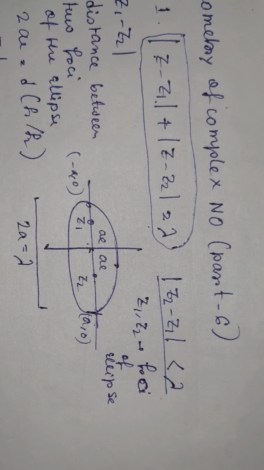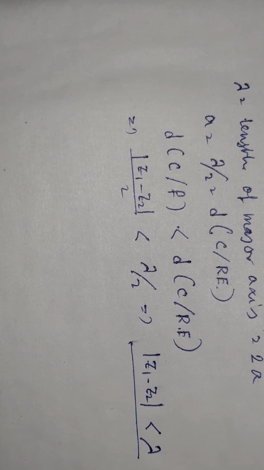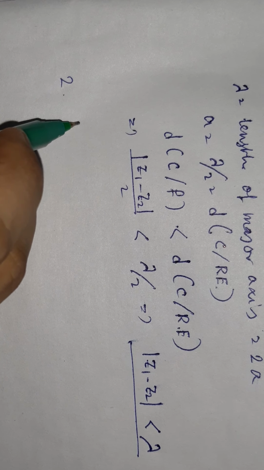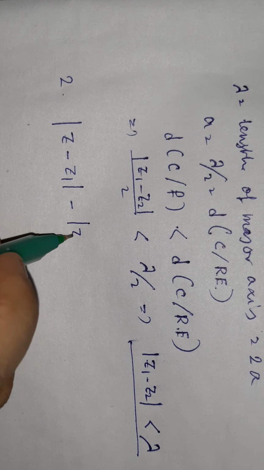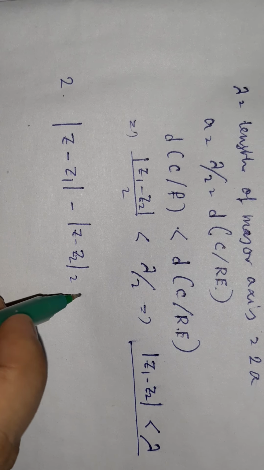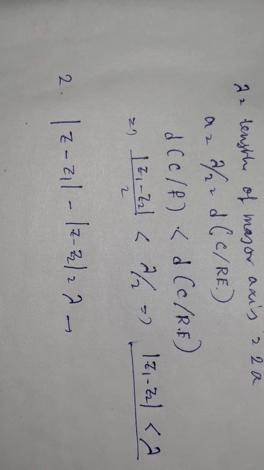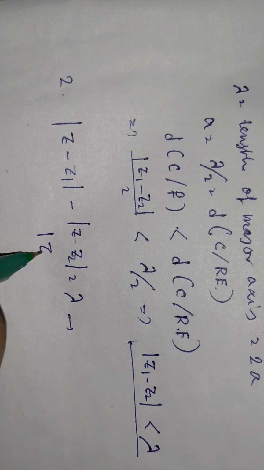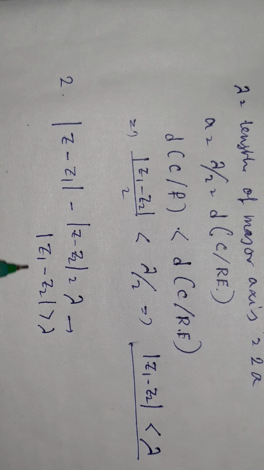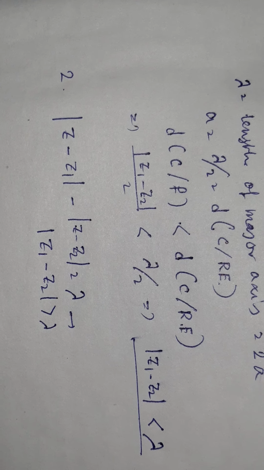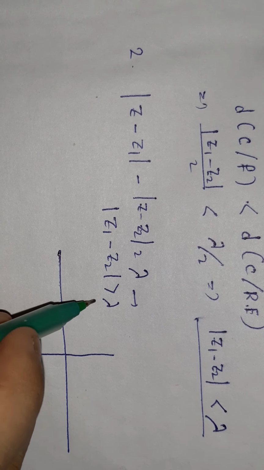And for the hyperbola, in a similar way we can prove that |z - z1| - |z - z2| = lambda will be an equation of a hyperbola if the distance |z1 - z2| is greater than lambda, and you can easily verify that from the geometry or graph of the hyperbola. That is an exercise for you.